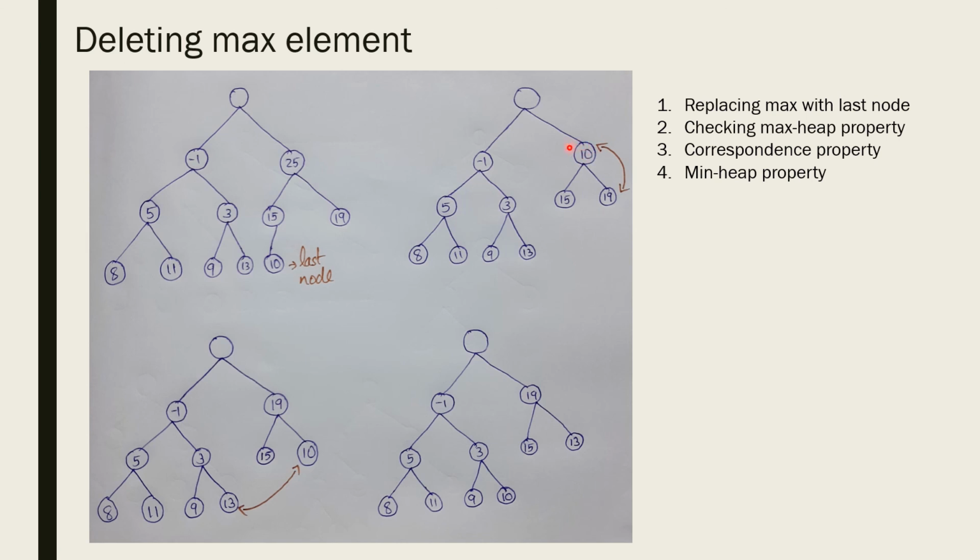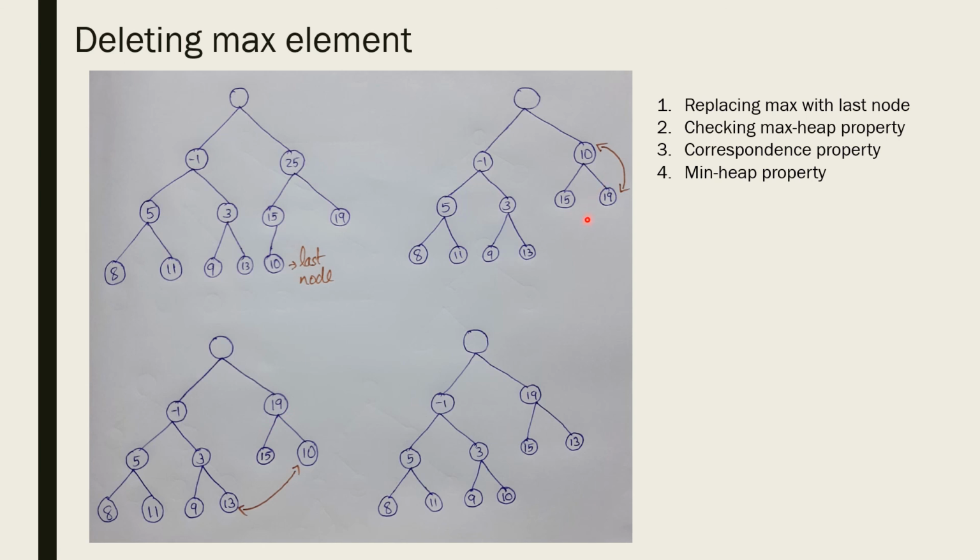The next step is that after replacing it, we have to check for the max heap property. So that is violated. The maximum element should be at the top, right? 10 is less than 19, so there is a max heap violation. So we just swap it. So what happens? It will become like this, right?